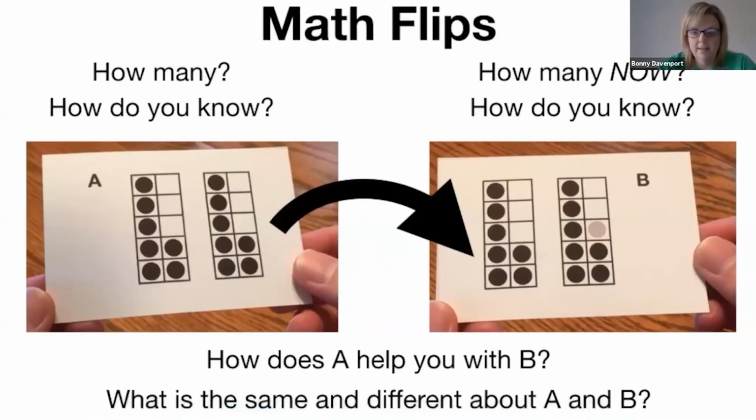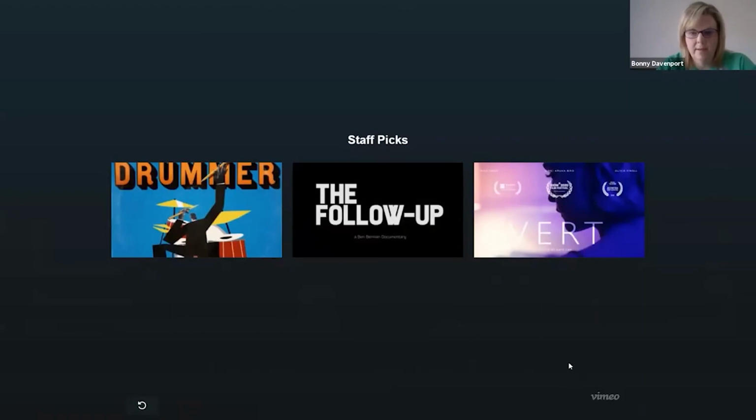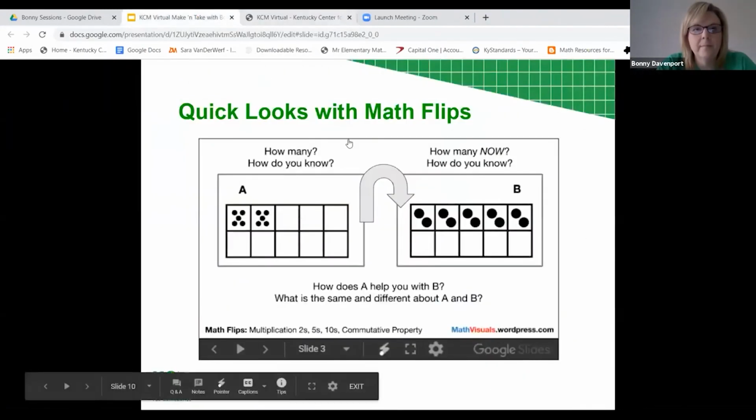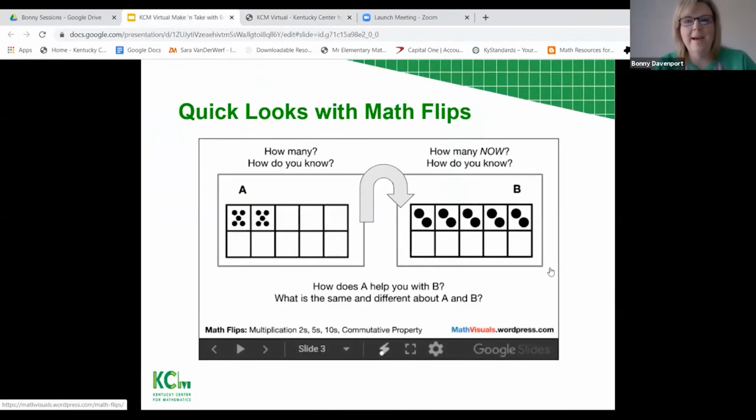Okay, take that off there. Oops. Okay, so are we back to my PowerPoint? Is that good? All right. So I'm going to show you a few of the math flips that I printed out. It was really easy to print them out.